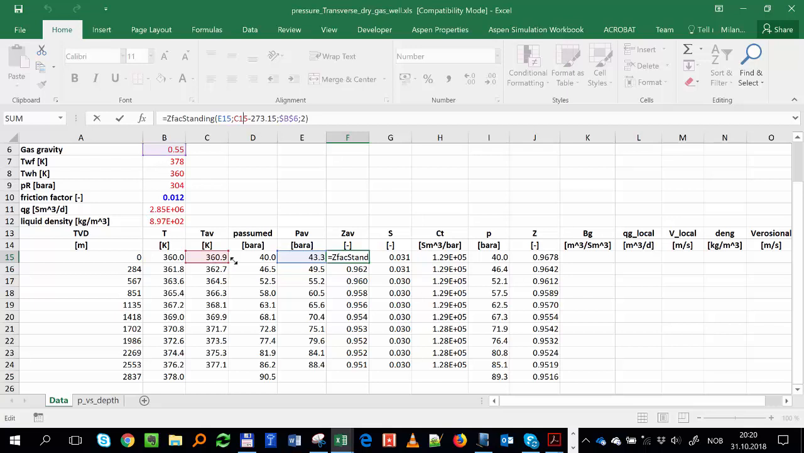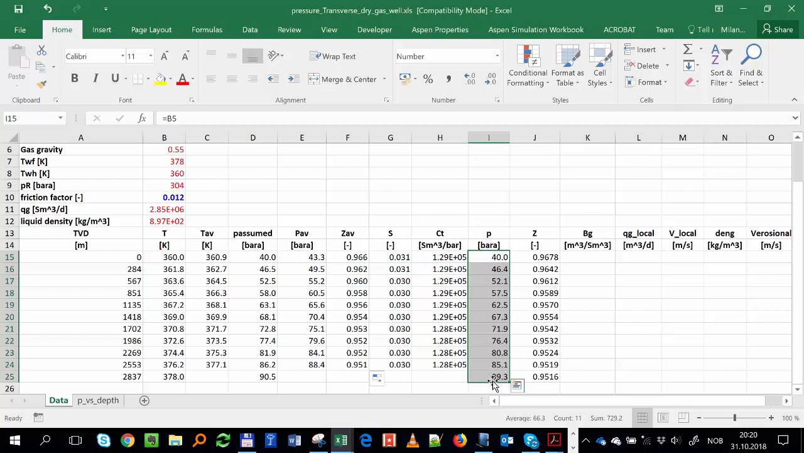Okay, but after I calculate pressure along the pipe, I don't need any more segment. I forget about it. The segment, I only use it to calculate CT and S and to calculate pressure. But after I have pressure in every place in the pipe, I don't need any more segment. I can do all calculations in a given point. Okay?